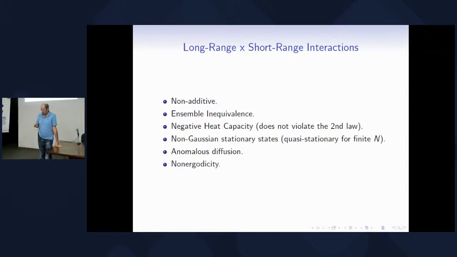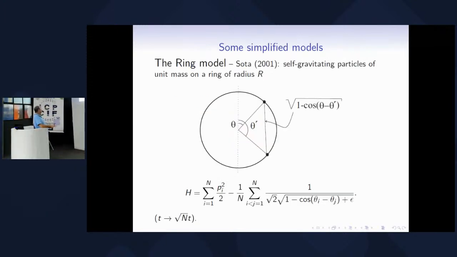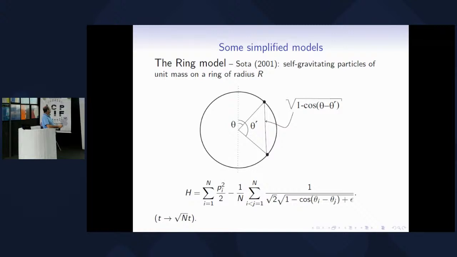I will show some examples in a moment. And we can have some anomalous diffusion, non-ergodicity. There are a lot of interesting things that happen in these systems that were studied in the literature. I would study some simplified models here to present this.